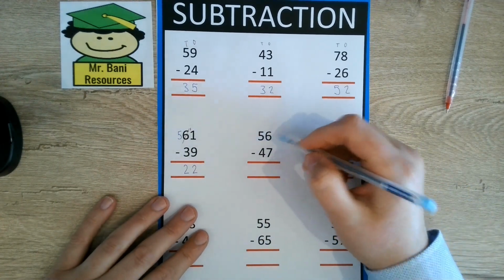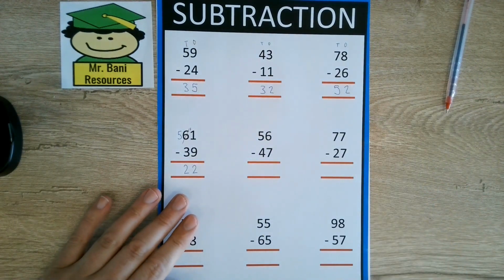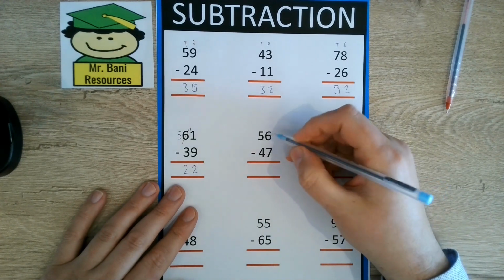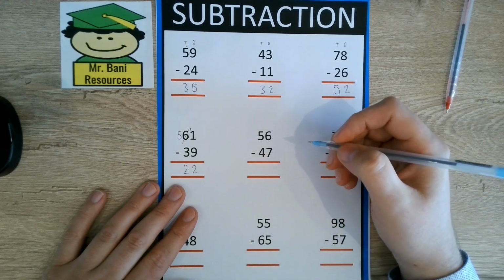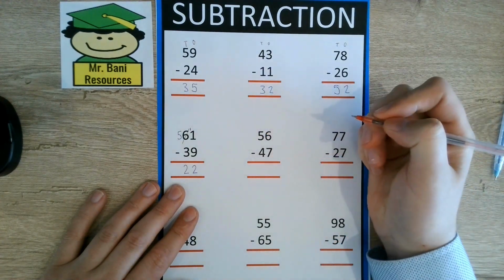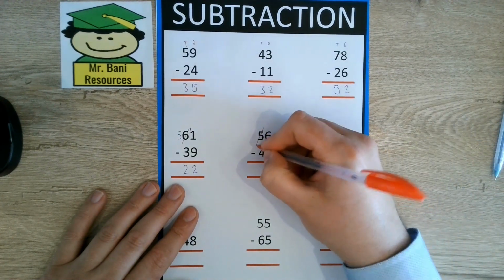Let's do the same thing now here. If I've got 6 and I take 7 away from it, is my top bigger than the bottom? No, it's not. Well done. So let's exchange. What do I get rid of now? My 5. Let's get rid of that 10.